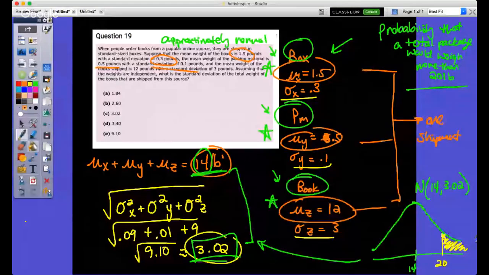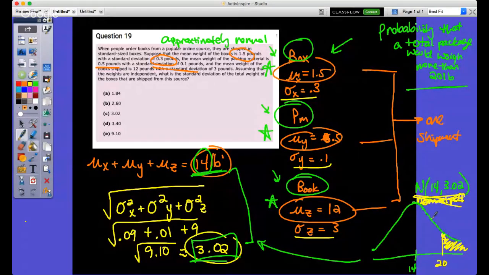Now, a couple things people did that are a no-no. Never use normal PDF. I saw this a lot on the chapter 7 test. Anytime I use a normal distribution, I have to do CDF. I can't find just one value in a normal graph, right? Because it's the area of something. So I'm trying to find what this area is here, and to do that, I go to normal CDF.